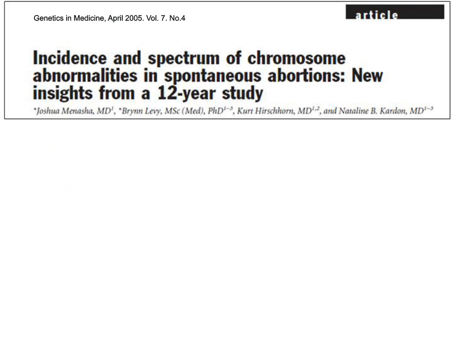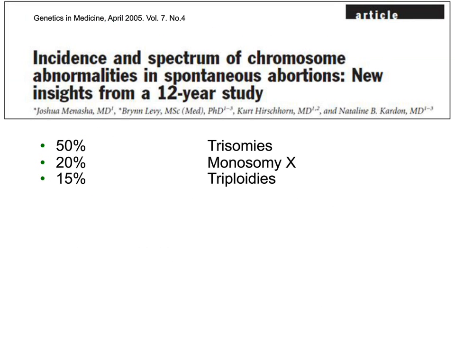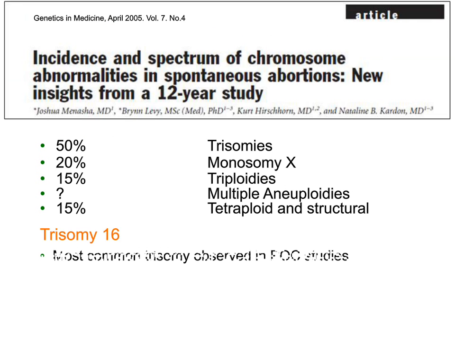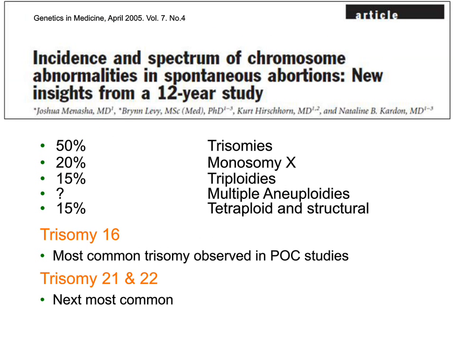It was a study that came out of Mount Sinai School of Medicine in New York when I was still faculty over there. And essentially, if you go before the study, you'll see these types of numbers in the literature, with about 50% of abnormalities being accounted for by trisomies, monosomy X accounting for about 20%, and there you see 15% being triploids and about 15% being tetraploid and structural abnormalities. What hasn't changed is the fact that trisomy 16 is always reported as the most common trisomy that we see in miscarriage specimens, and then trisomy 21 and 22 really close on the heels of trisomy 16.